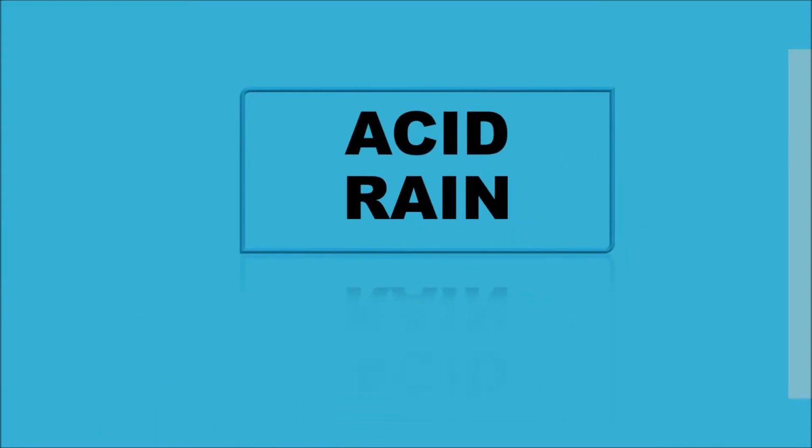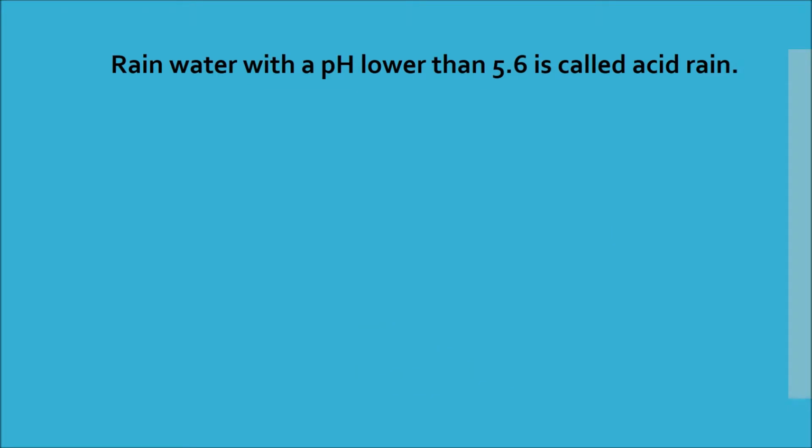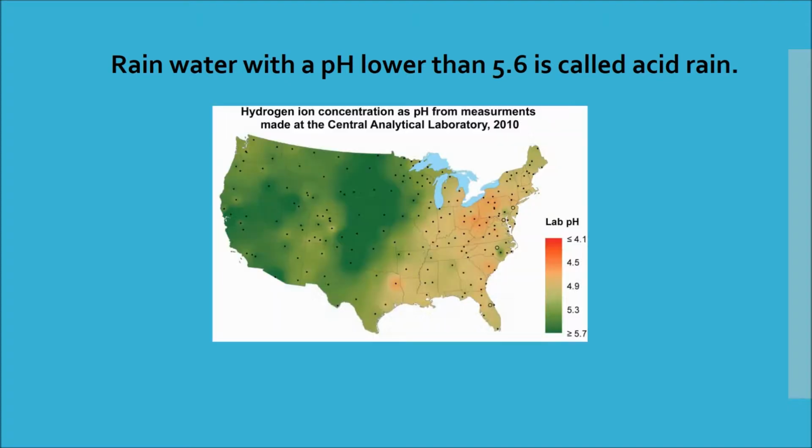Now, pH is important in our environment. One of the most important reasons is because of acid rain. Rainwater with a pH lower than 5.6 is called acid rain. And if you take a look at a map of the United States, you can see the areas in which we have this acid rain. And acid rain has been linked to a lot of changes in our natural ecosystem. And you tend to see acid rain in more industrialized areas of the United States and everywhere throughout the world.